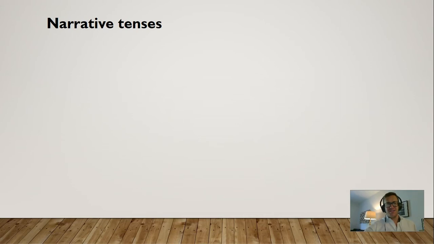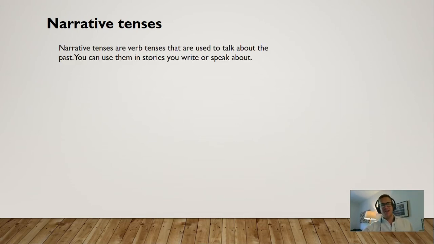Now for narrative tenses. What are narrative tenses? Narrative tenses are verb tenses that we use to talk about the past, and we use them in stories that we speak or write about. So when you read a book, they use narrative tenses. And when you're just telling a story about what you did last weekend, you would also use narrative tenses. So the main one is past simple.